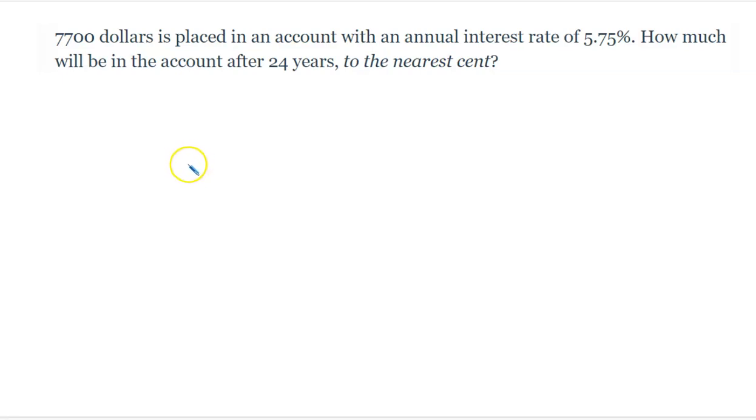The next mini lesson for today is a review of some basic exponential equations skills. So if you are given a word problem that says $7,700 is placed in an account with an annual interest rate of 5.75%, how much will be in the account after 24 years to the nearest cent?